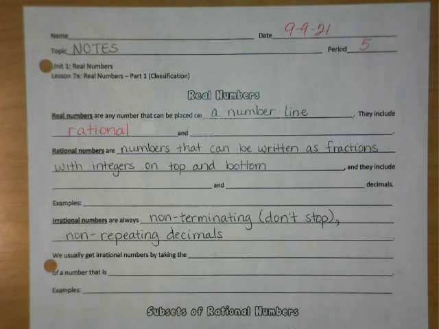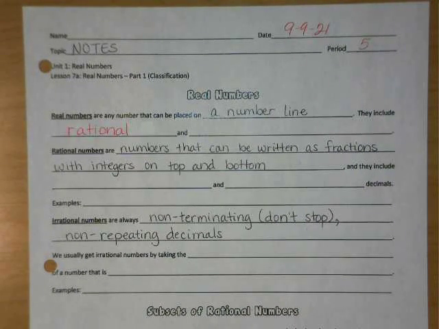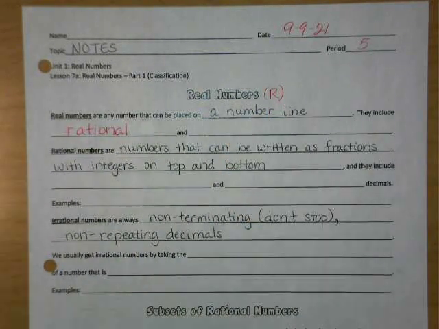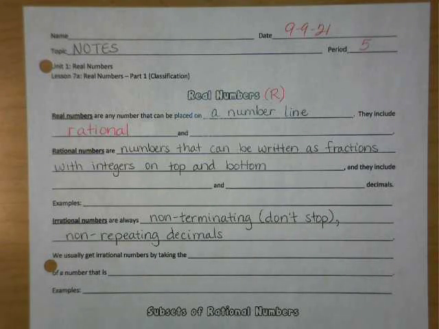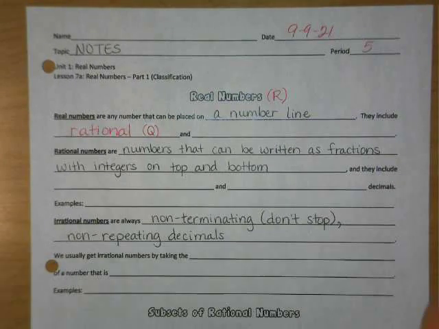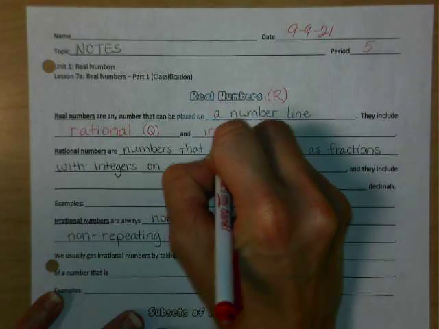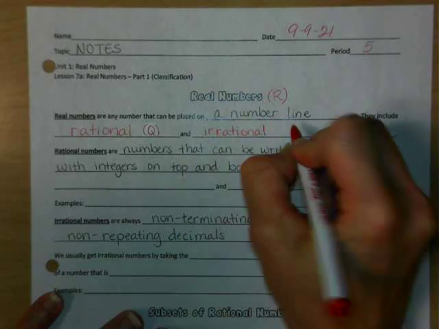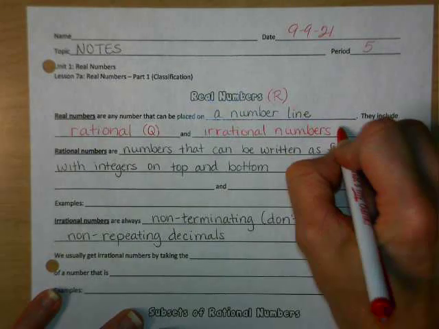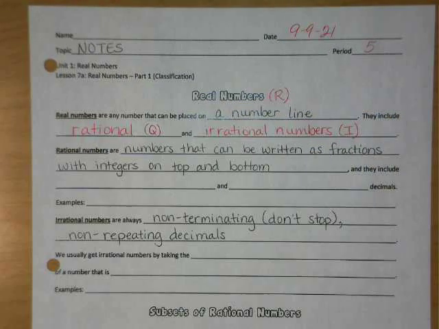Okay, so real numbers. You've been working with real numbers ever since you started working with numbers a long time ago. We use an R as a quick way to note real numbers. And for rational, the letter is a Q. Rational numbers and irrational numbers are both real numbers. The letter we use for irrational is an I. Now the reason we used a Q for rational is because we already used an R for real and we can't have two that are the same.